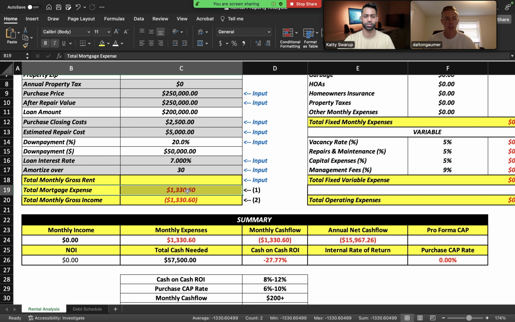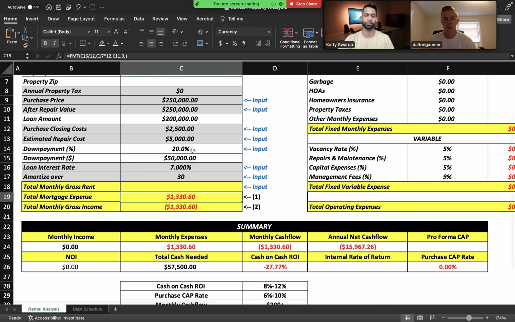So $1,330.60 is going to be that monthly payment over 30 years at a 7% interest rate, once you are basically financing 80% of the property at $250,000.